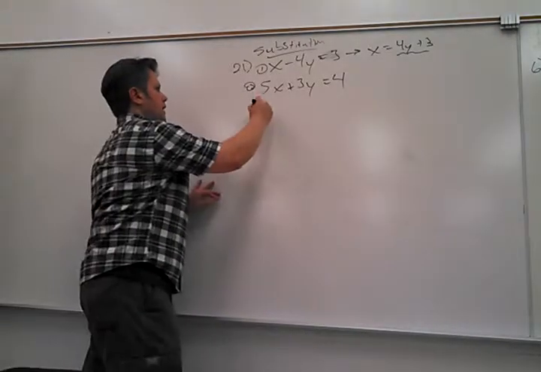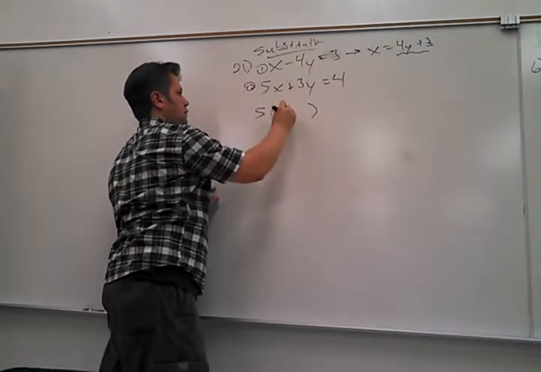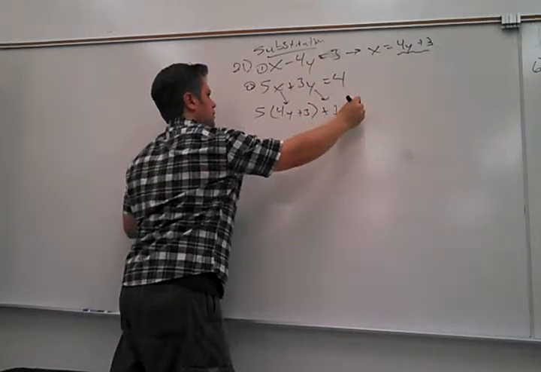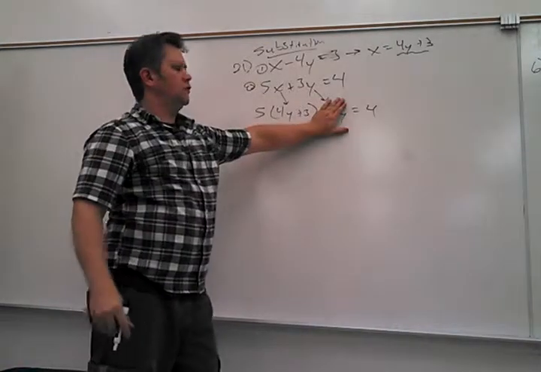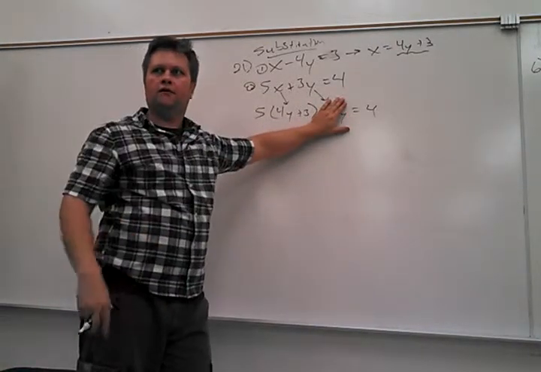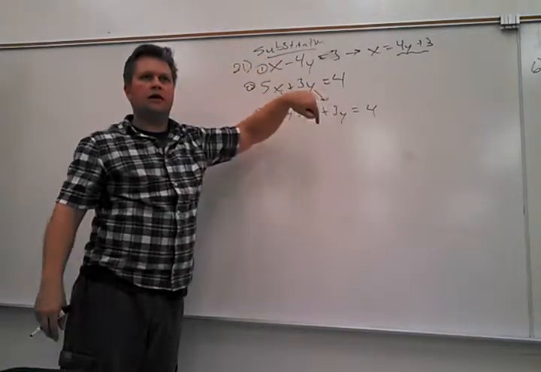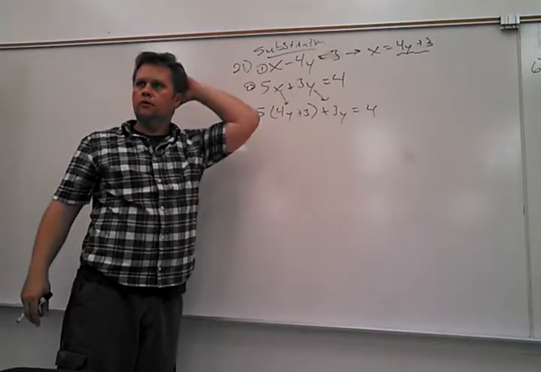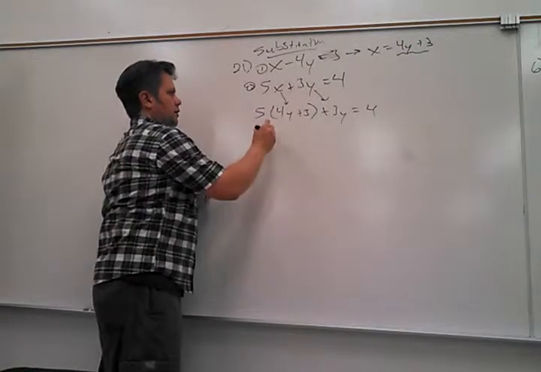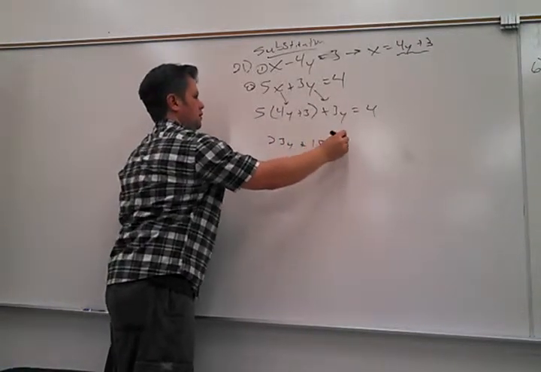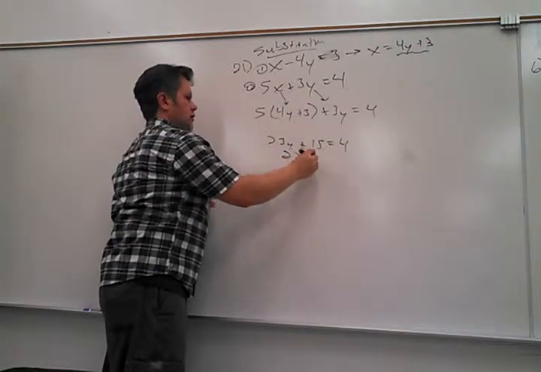So I get 5 times x, but x is 4y plus 3, plus 3y. A really big mistake is people forget that because it feels like you've already written enough. But you have to write 5x plus 3y. Don't leave the plus 3y out or else you get strange answers. So here you get 20 and 3 is 23y plus 15. I think this is the one that comes out a little bit ugly.